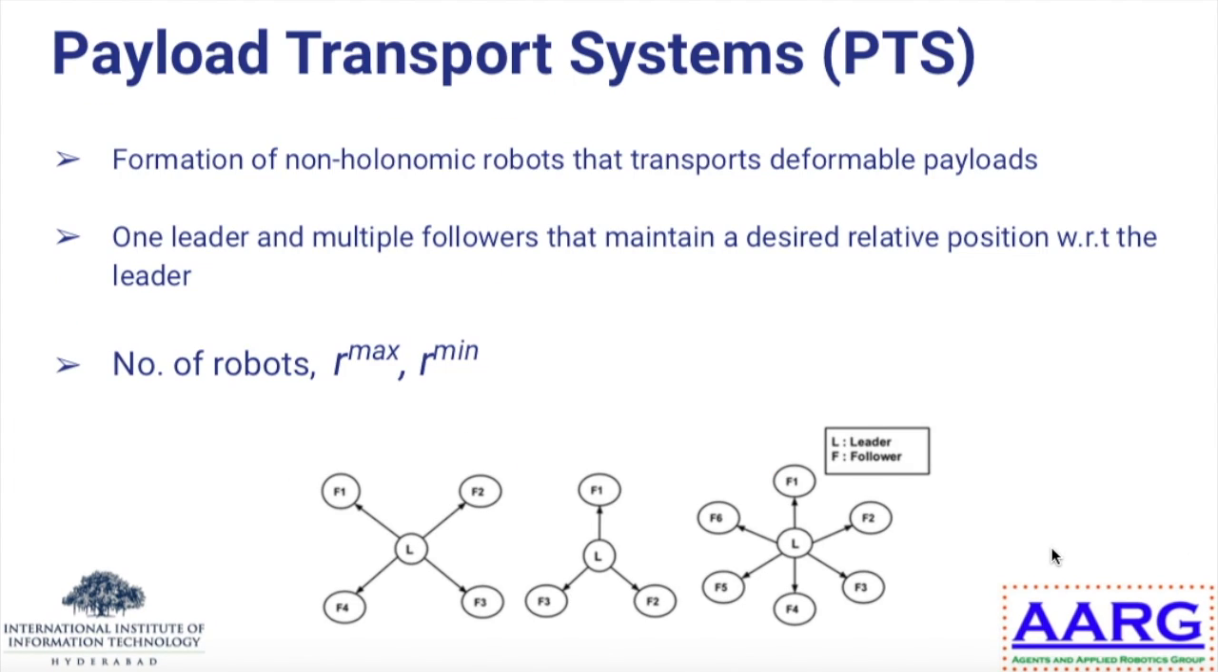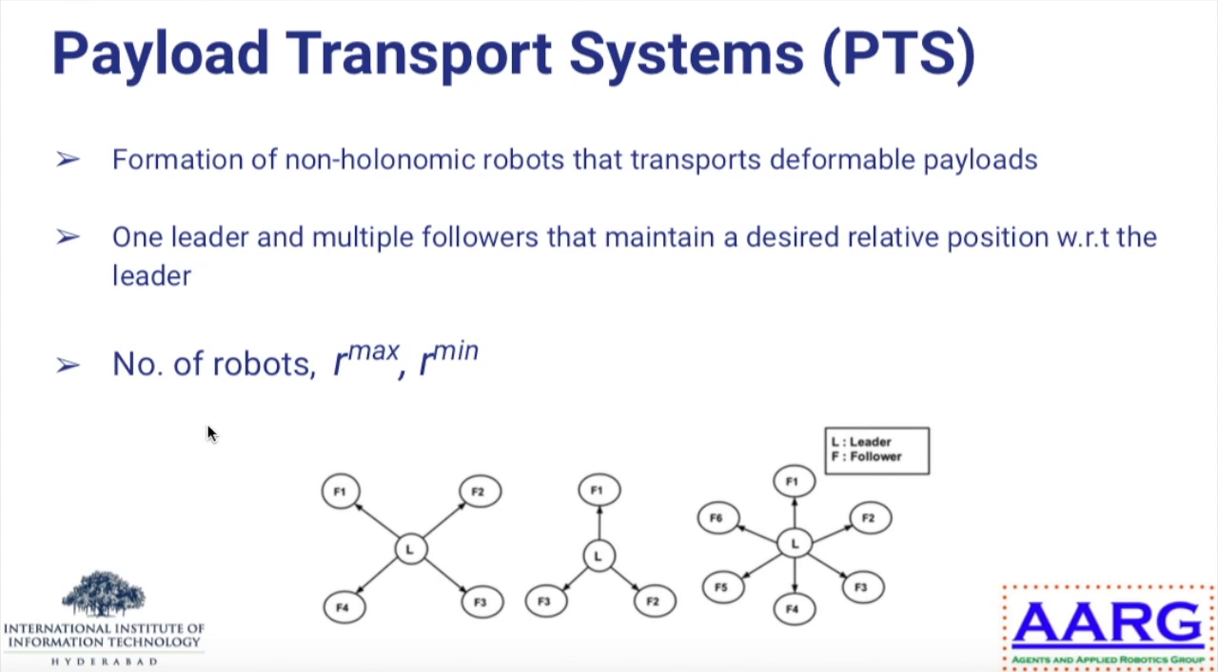So a payload transport system, or PTS, is a formation of loosely coupled non-holonomic robots that cooperatively transports deformable payloads. Each PTS consists of one leader and multiple followers, and the followers maintain a desired relative position with respect to the leader. In this presentation, we use the terms PTS and formation interchangeably.